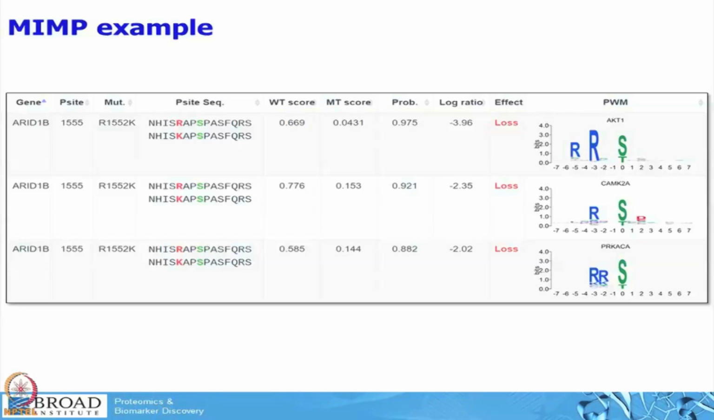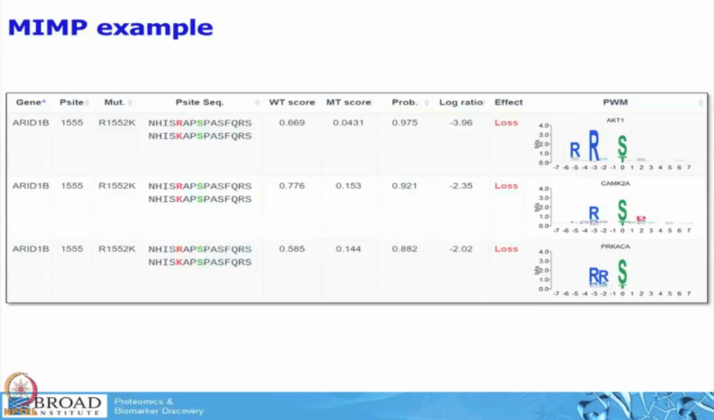Exactly. So the motif is gone. So the wild type sequence has a probability of 0.97 to be phosphorylated by AKT1, which apparently recognizes the arginine at -3. After mutation, AKT1 is no longer able to phosphorylate this site. So this is how we read these kinds of plots here.